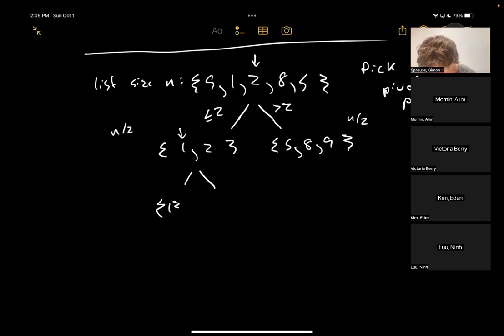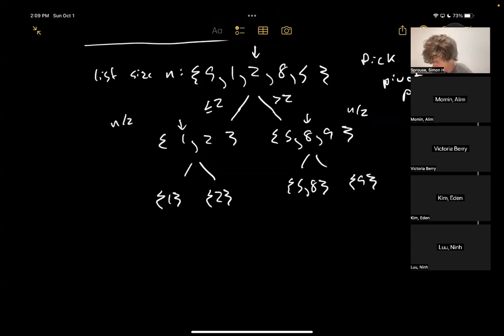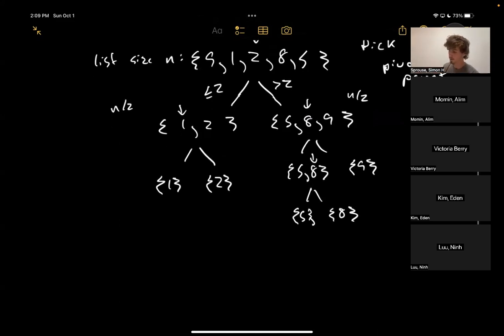And let's just say we get these 2 lists. I think that looks right. And then for this list, let's pivot around 8. Again, I'm just picking randomly. There's no rhyme or reason here. We get 5, and 8, and then we get 9. And let's pivot around 8. So we get 8. Okay, and as y'all can see clearly, the list is now sorted as these leaf nodes.